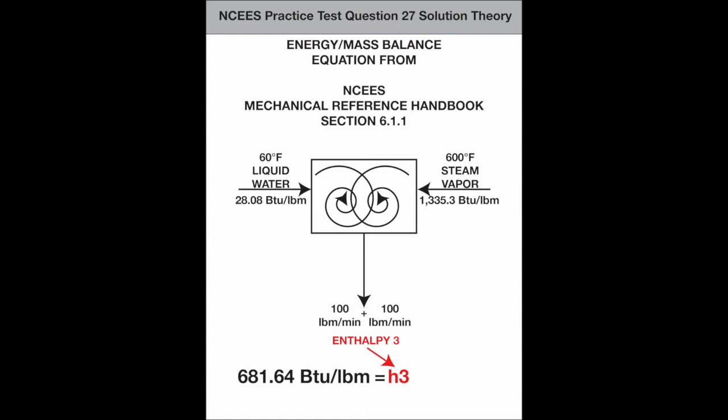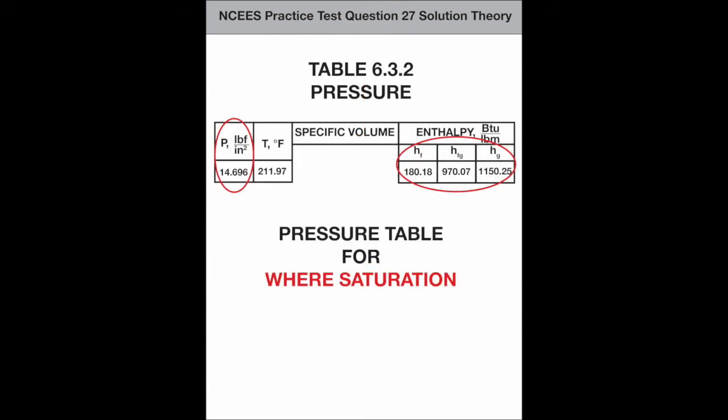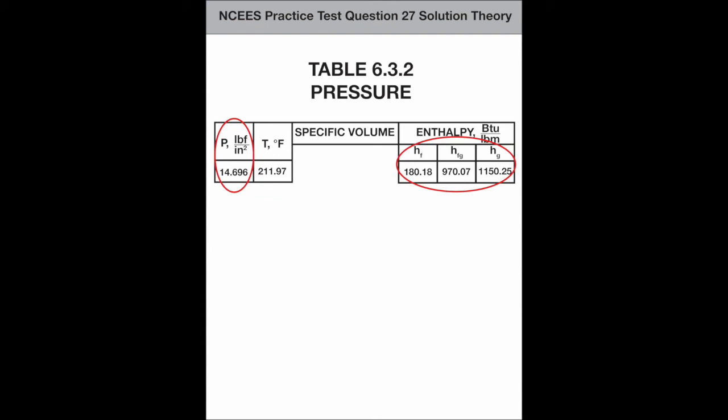Because determining the quality of steam is the same as determining where in the saturation region the given enthalpy is, find where the saturation region is for atmospheric pressure. This is in Table 6.3.2. At 14.696 psi, the saturation region starts at 180.18 BTU per pound mass, spans 970.07 BTU per pound mass, and ends at 1,150.25 BTU per pound mass.